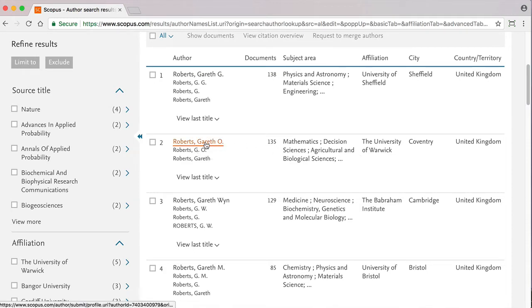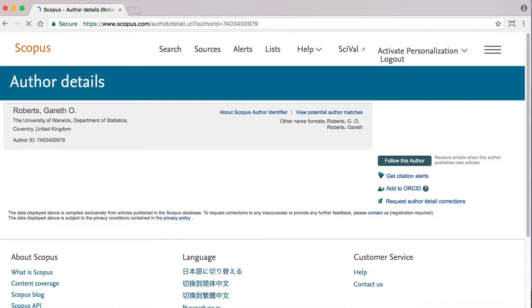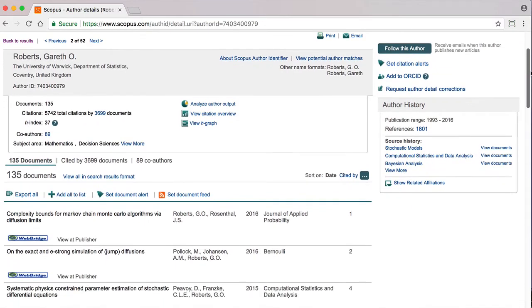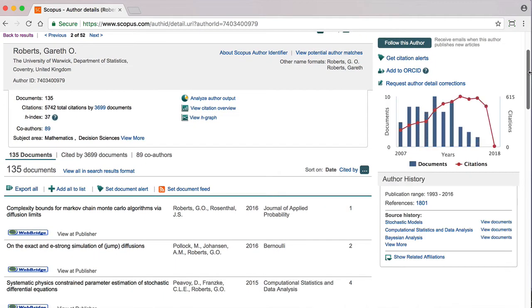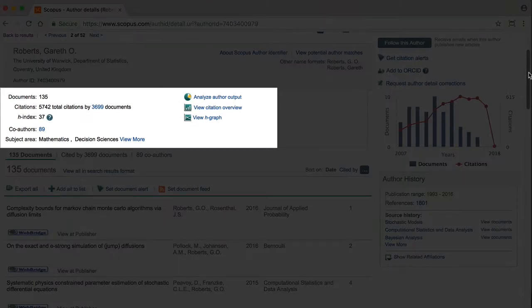The Scopus profile page gives a range of useful information for Professor Roberts' work, from the total number of papers published that are recorded in Scopus, these are also listed below, the total number of citations received for his work and from how many different documents, and the number of co-authors of his papers and the subject areas that Professor Roberts has published in.